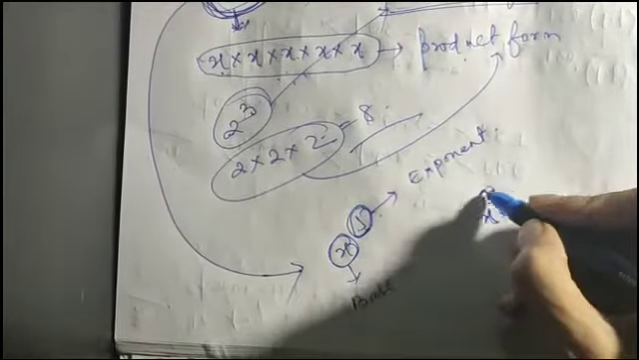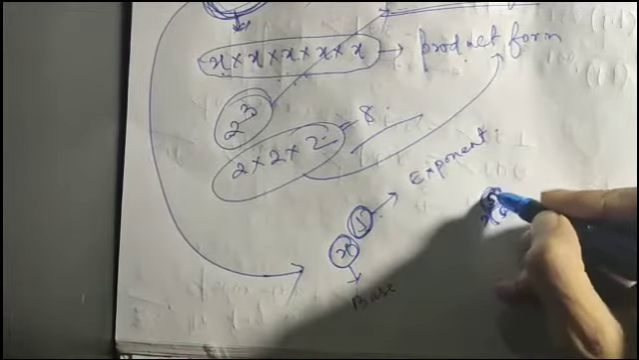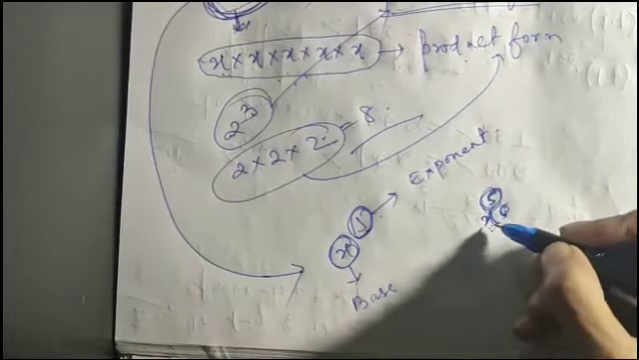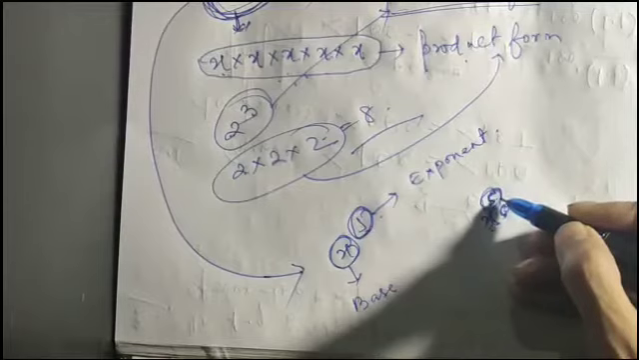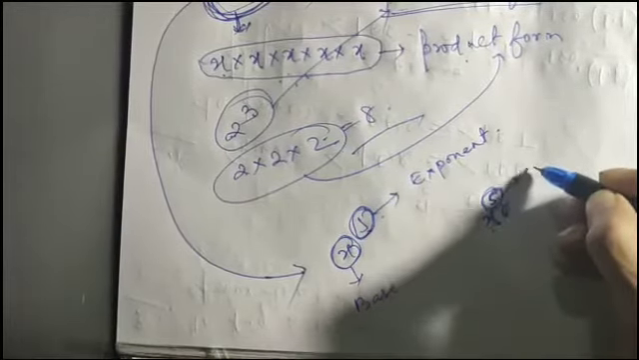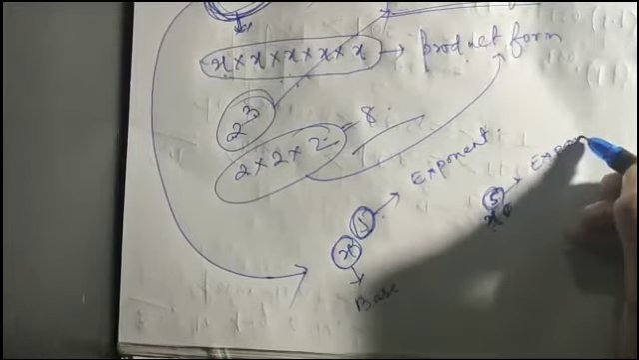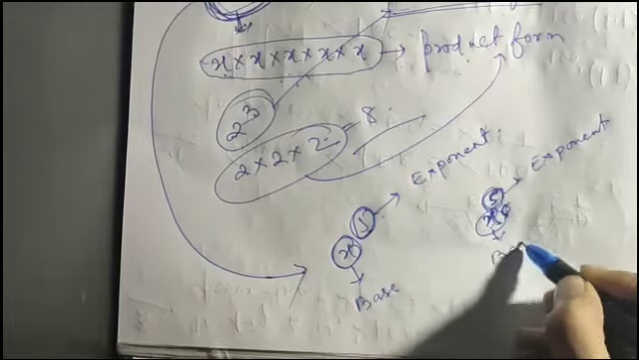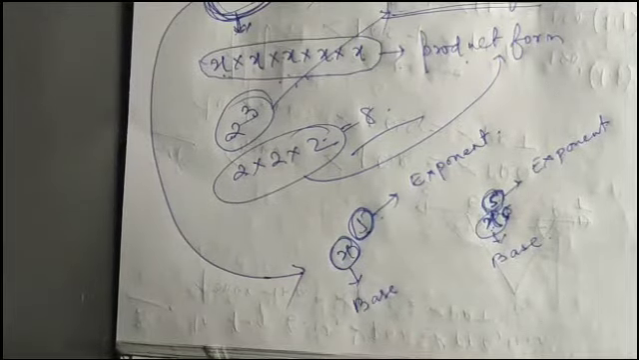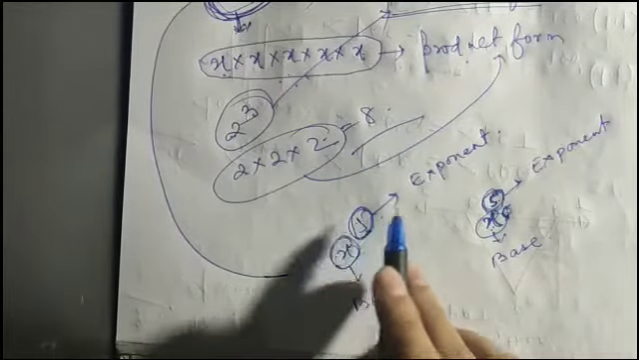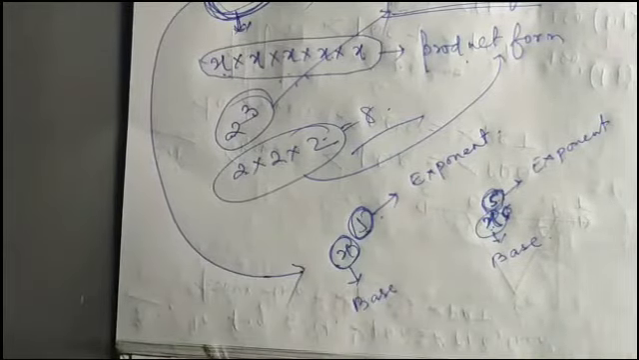The number which will be there in the place of the horn of a variable or a constant term, whatever it may be, the symbol which will be there in the horn place, that is called the exponent, and this is the base. Clear? This is called the base, and the power which we are writing in place of the horn is the exponent. Base and exponent.